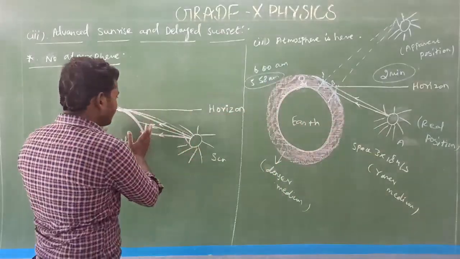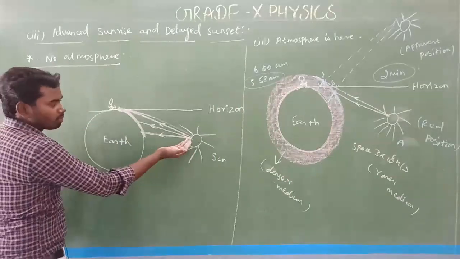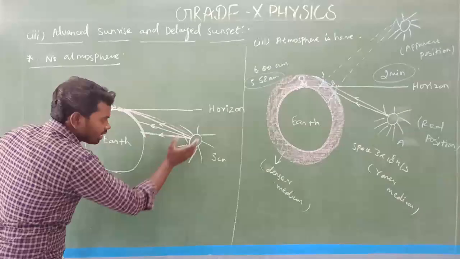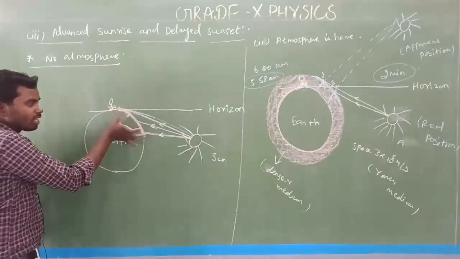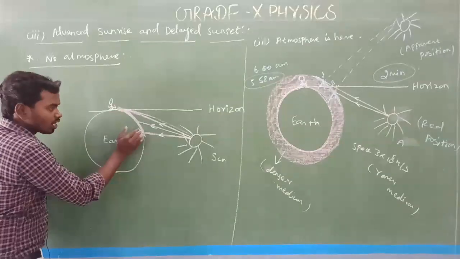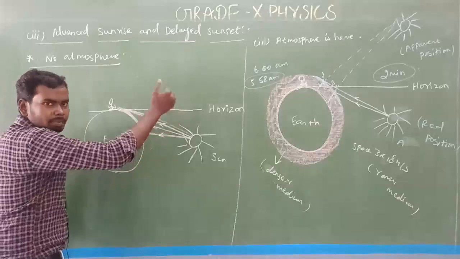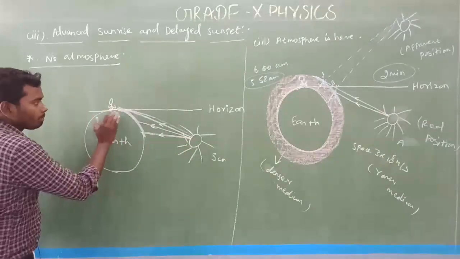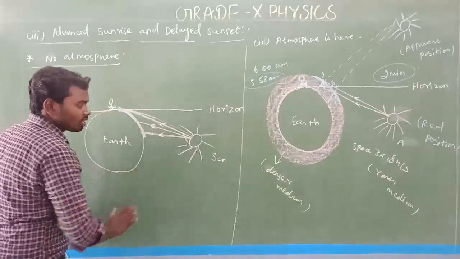However, there is no atmosphere here. But there is atmosphere here. So when light rays are coming from the sun, which is located below the horizon, it is blocked by the Earth's surface. We are here, but we cannot see the sunrise when the sun is below the horizon, because the Earth's surface blocks it.